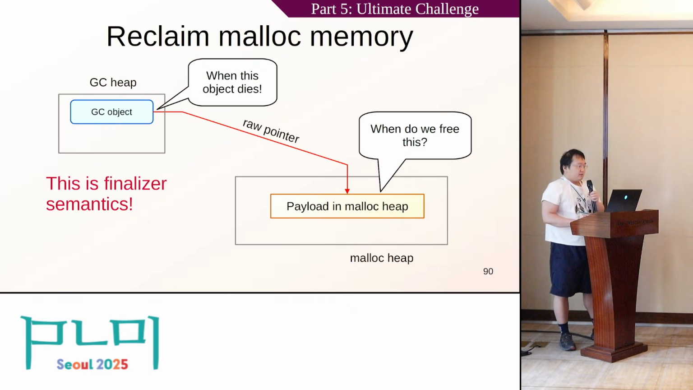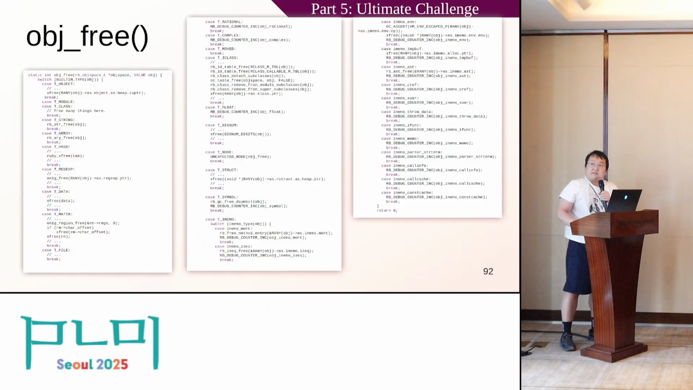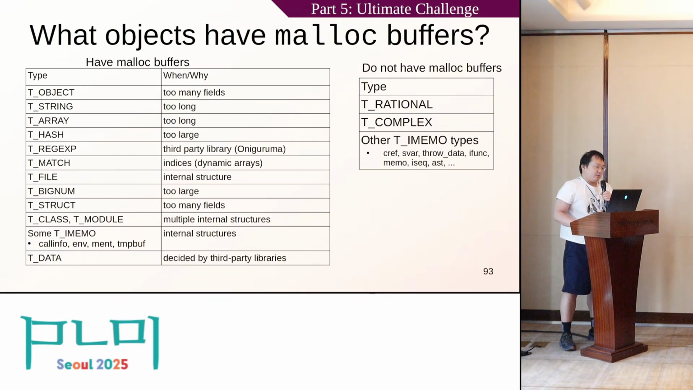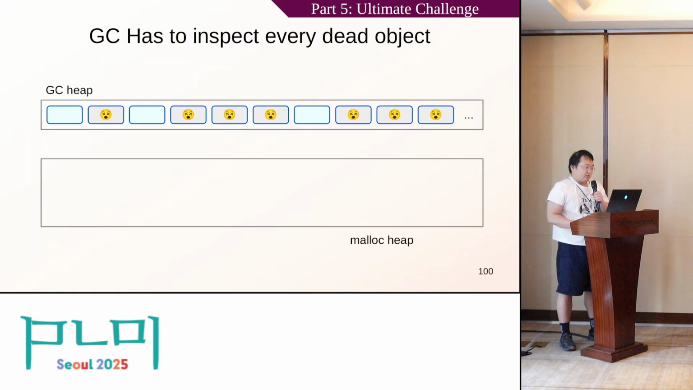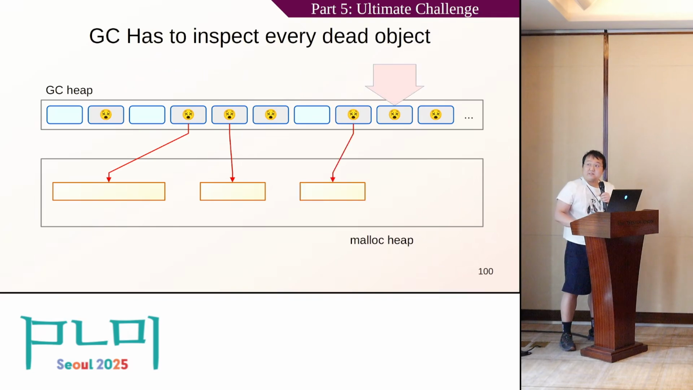You see, this is finalizer semantics. When an object dies, do something. And in this case, it's freeing this buffer. So in CRuby, any object that has an associated malloc buffer is subject to finalization. So what objects? Well, almost all objects. Almost all types in CRuby have malloc buffers for one reason or another. So for this reason, the GC has to look at every single dead object just to see if it has an associated malloc buffer and free it.